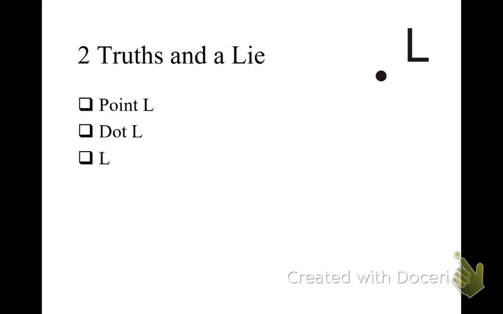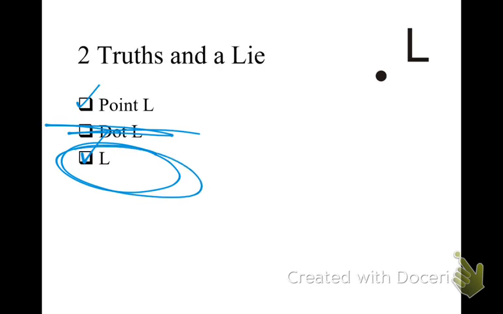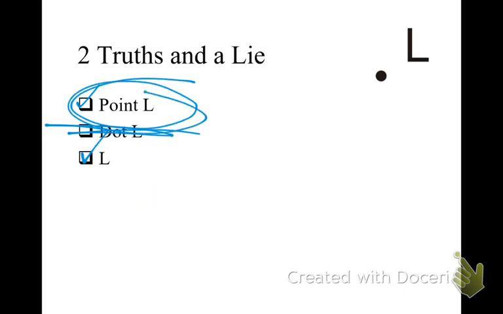So we're going to play two truths and a lie. We're going to pick which ones are correct and which ones are incorrect. Okay? So in order to name this picture, we have a point and the letter L. Can we call it point L? Yes, we can. Can we call it dot L? No, I didn't even give that as an option. Can you call it a capital L? Yes, you can. Okay? Your textbook sometimes will just refer to them as a capital letter, and sometimes they refer to them with the word. Okay? Both are correct.